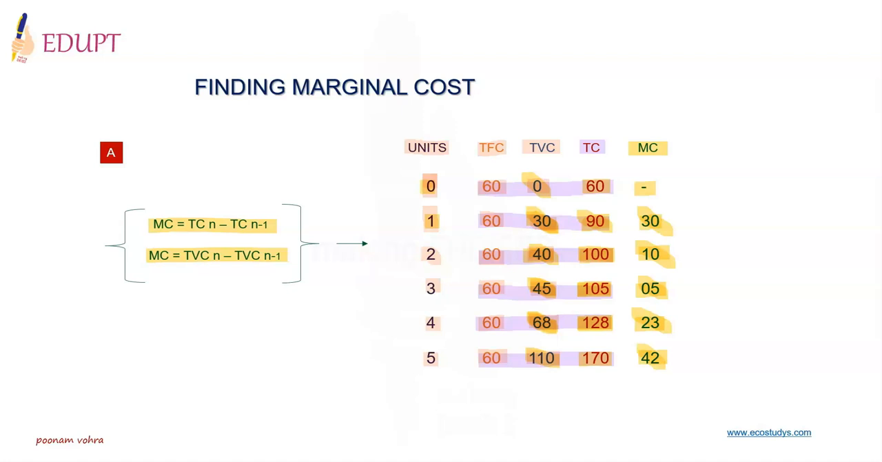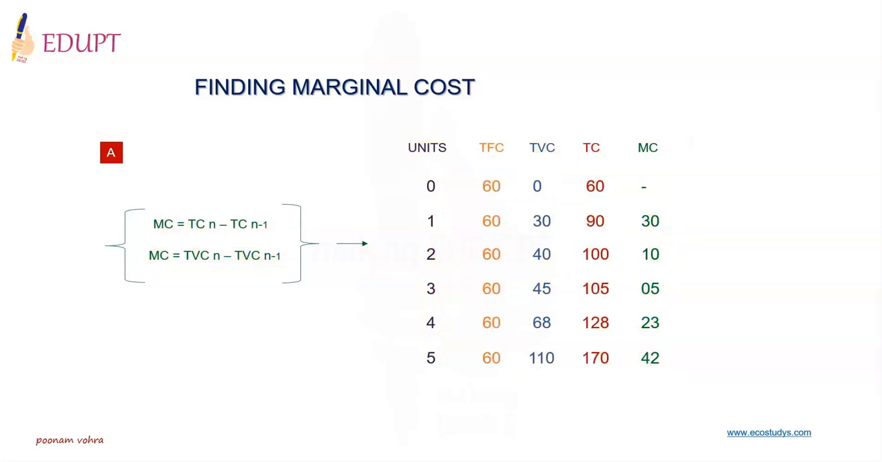So one has to be careful and take note of the units produced. If the units produced are given in sequential order, like in this case, then one will apply either this formula or this formula, and you get the same answer as we have just seen.